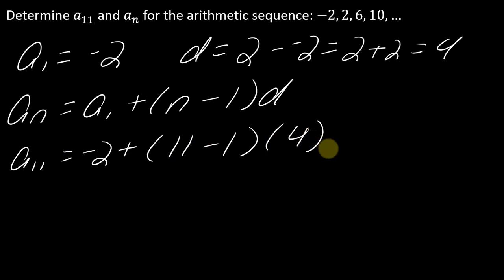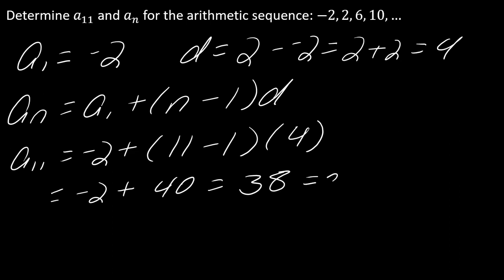And here's everything that I need to run out in this calculation. So this is just going to be negative 2 plus 40, and so that equals 38. So 38 would be the 11th term in this sequence. And then what if I wanted to just know what's the general nth term? Well, we already have the formula here for that.